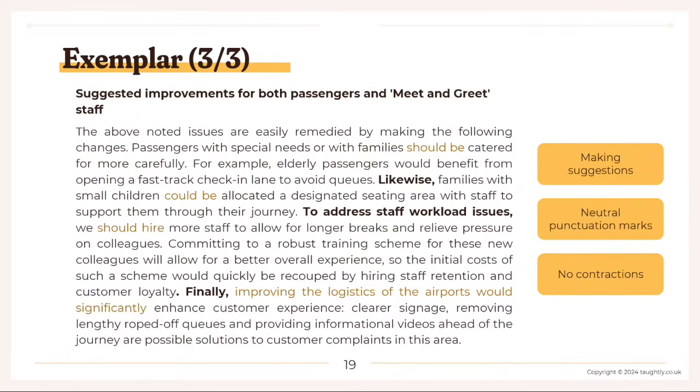And then finally with paragraph 3, I'm making suggestions using lots and lots of modal verbs like families should be catered for, small children could be allocated, we should hire more staff. Improving the logistics would significantly improve, so that should, would, could. I'm also using neutral punctuation marks. Notice nowhere throughout this example have I got any exclamation marks, which come across as really quite informal. And I've also not got any contractions. So I'm not saying it's, I'm saying it is. I'm not saying I'd, I'm saying I would, right? So we're not using any of those contractions either.